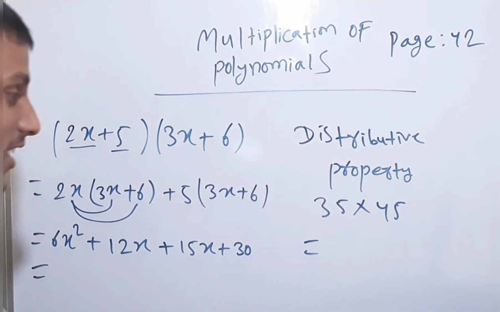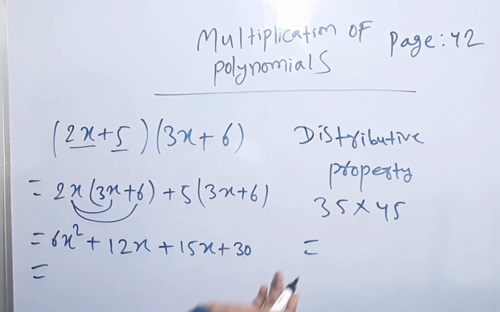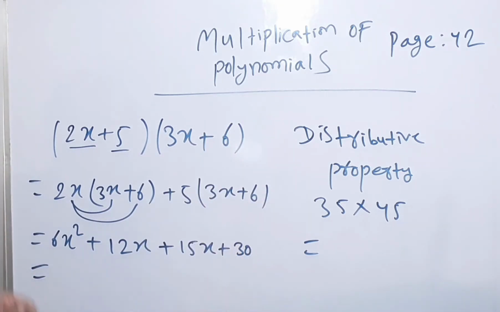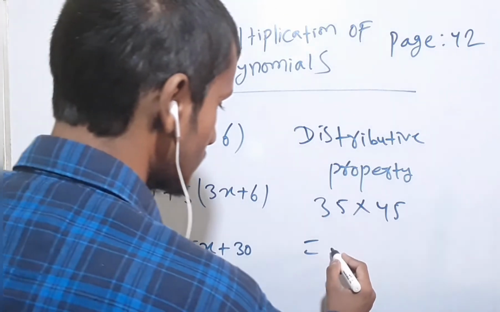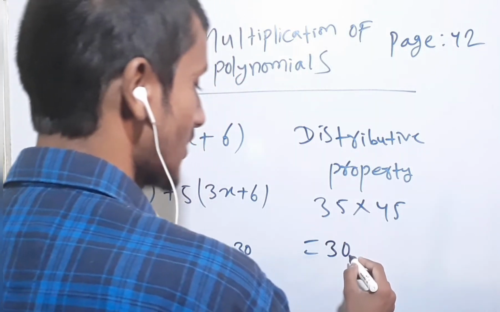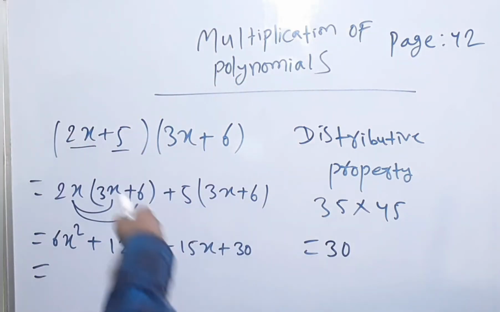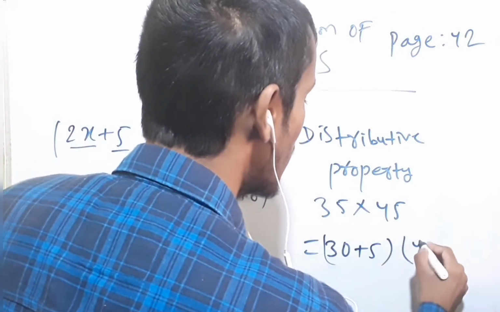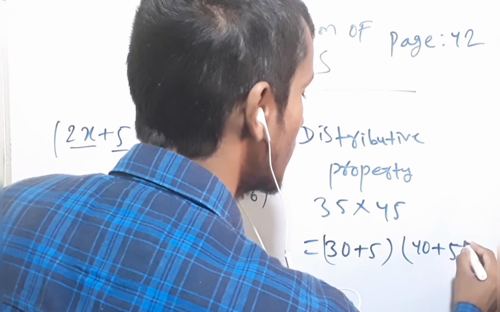Now we're going to solve this further, but let's use the same kind of property with numbers to prove that algebra actually comes from numbers. This is just a way to represent numbers. This is what algebra is about: common rules that are true for all numbers. Let's write it in terms of addition, as there is addition here: 30 plus 5 times 40 plus 5.